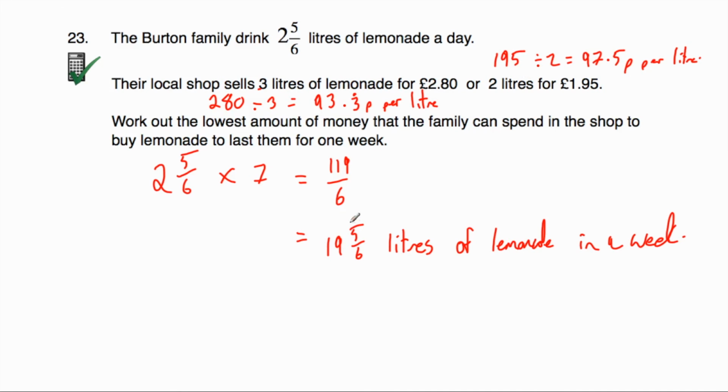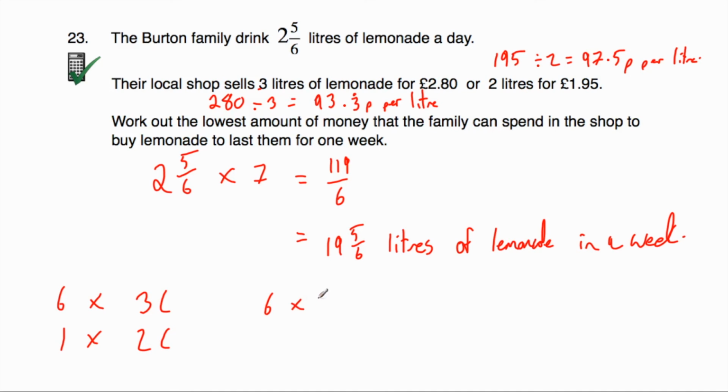So we want to buy 19 5/6 litres of lemonade in the shop. We're not going to be able to buy this exactly, so we'll probably want to buy 20 litres of lemonade. So if we buy 6 lots of 3 litres, so 6 times 3 litres, that's going to be 18 litres altogether. And if we buy 1 lot of 2 litres, that's going to be 20 litres, because 6 times 3 litres is 18 litres, plus another 2 litres would be 20 litres altogether. So if we buy six 3 litres and one 2 litre, that should hopefully be the cheapest way in which they can buy the lemonade in the shop.